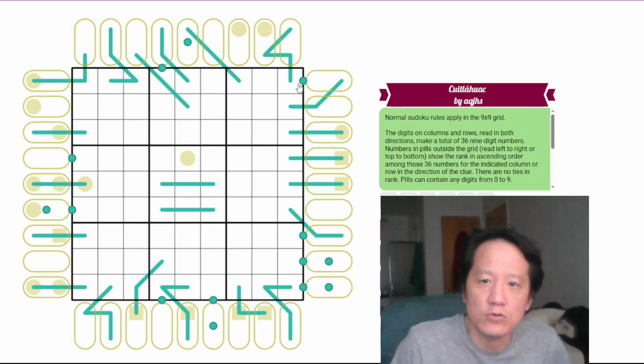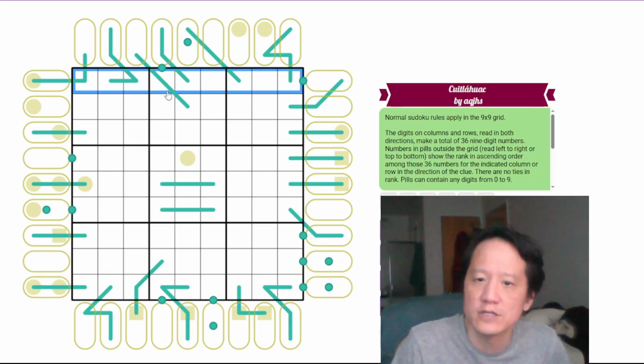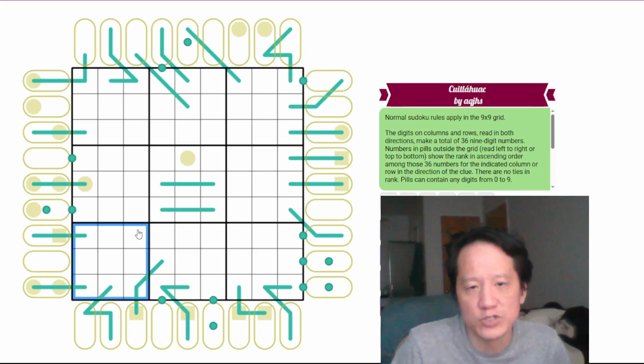Normal Sudoku rules apply in the 9 by 9 grid, which means that we fill the entire 9 by 9 grid with the digits 1 through 9 such that there are no repeats in any row, column, or designated 9-cell region, which is a 3 by 3 box.